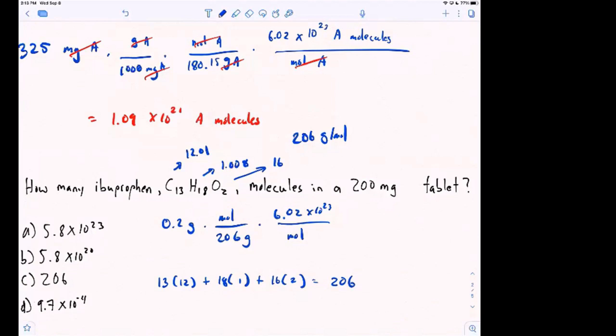So from that, 0.2 grams times mole over 206, I understand you substituted the 180.15 grams of aspirin over the 206. Yes, and that represents the total molecular mass.